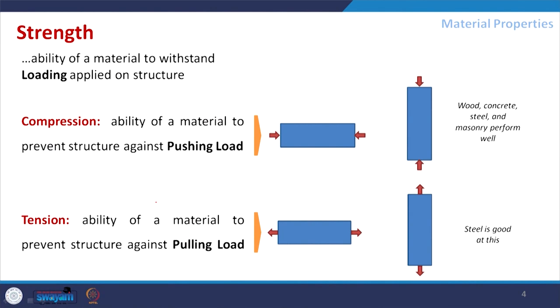Compression strength is the ability of a material to protect a structure against a pushing load. When I take this example of the pin and try to push it, I put pressure with my finger and the pin tries to compress. Depending on the strength, it will have a response to that. The tension one is the pulling load: when we try to pull this pin, taking these parts away from each other, that is the pulling load applied on it. Depending on the strength, it will resist that or not. But depending on the material and its physical characteristics, the limit to resist compression or tension will vary.